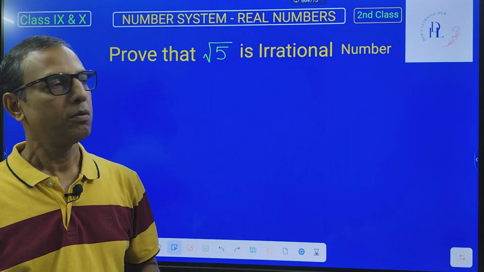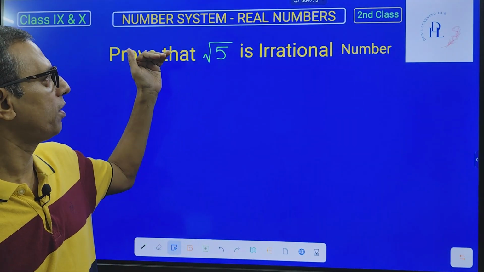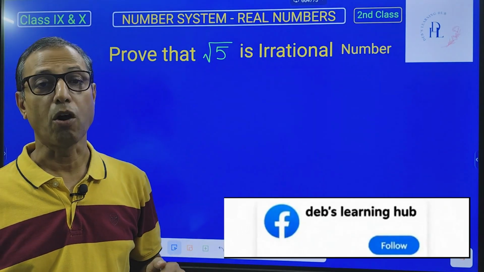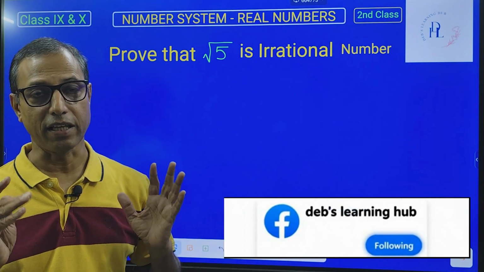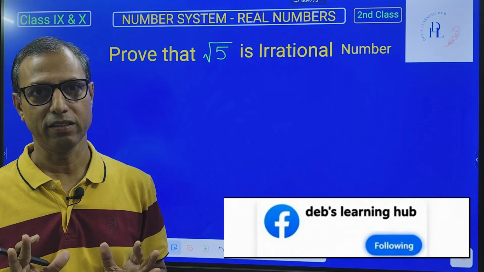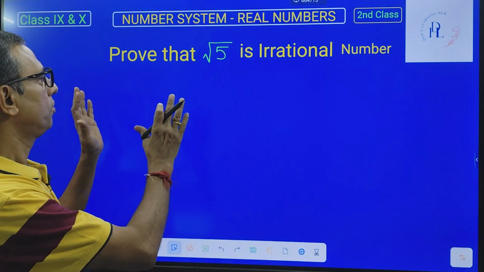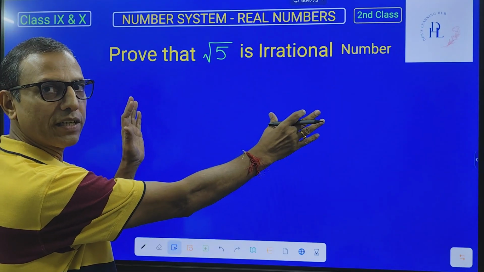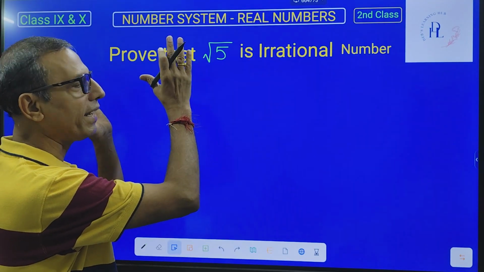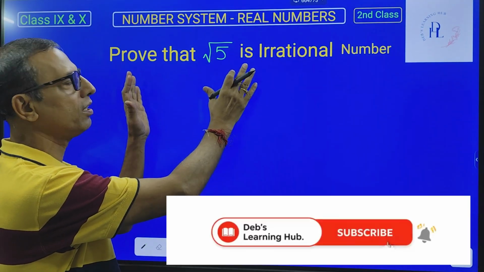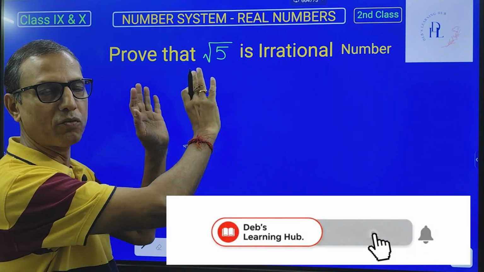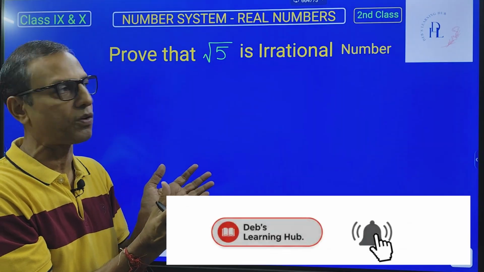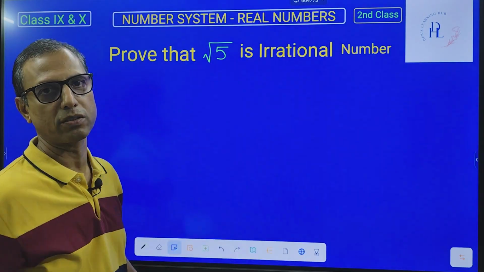Most of the students are very much confused about how to prove that. What is the logic behind it? They don't get it exactly. So try to understand this logic here. In more than 90% of cases this question will come in your board exam, either root 5, root 2, root 3, in whatever form, but this is the process.